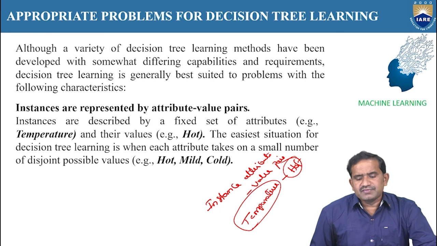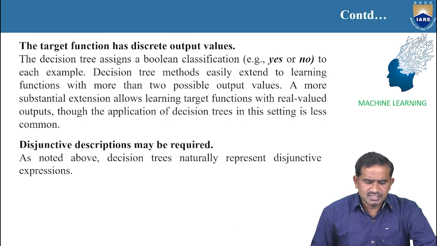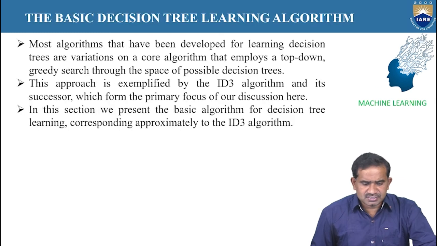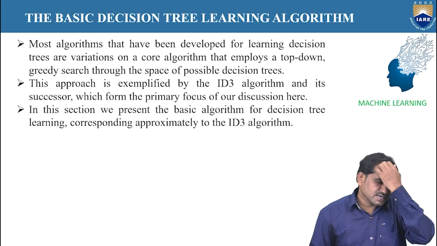So, what are the appropriate problems for decision tree learning? Nearly five characteristics are there. First, instances are represented by attribute and value pairs. Second, the target function has discrete values. Third, disjunctive descriptions may be required in the decision tree representation. Fourth, the training data may contain some errors. And finally, the training data may contain missing attribute values.